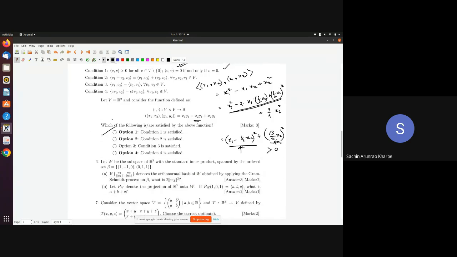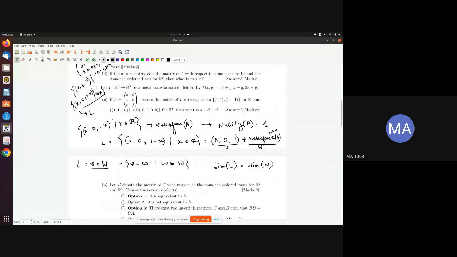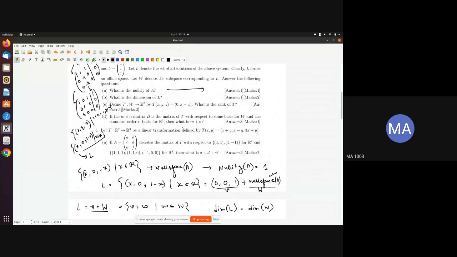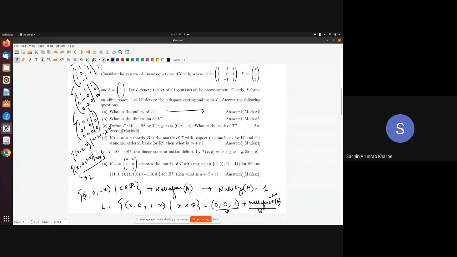Sir, can you please complete that affine space question? I have completed this, no? No, sir, only 2 questions are done. Oh, you want me to solve this also? C and D. Yes, sir. So what is W now? W is defined through a linear transformation, 0, x minus z, right? And your W is basically your null space, which we have calculated. So this is your W, x0 minus x, right? Now we have to find the rank of this.